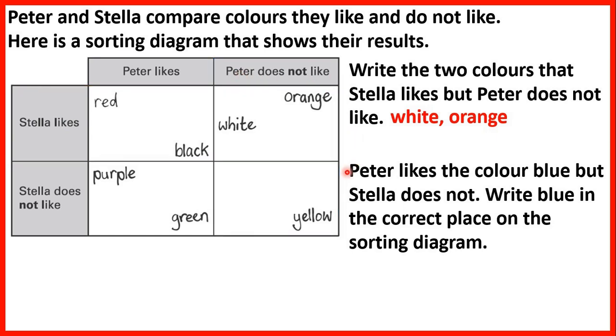Now, Peter likes the colour blue, but Stella does not. Write blue in the correct place on the sorting diagram. So we're told that Peter likes the colour blue, so it will be in this column here. But Stella does not like the colour blue, so it will need to be in this row. So that means blue needs to be written in this section to show that Peter likes the colour, but Stella does not.